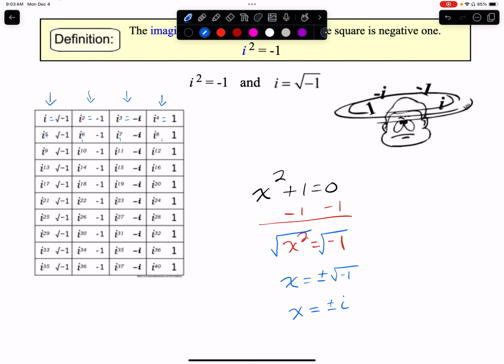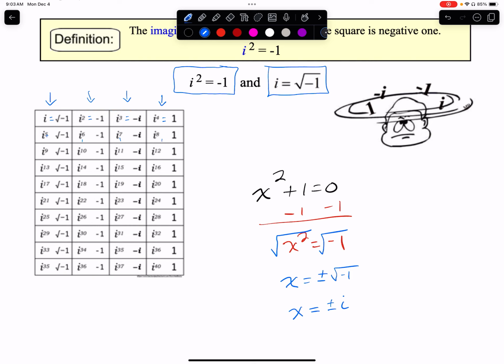Okay, so in short, what you really should know is this: i squared is negative 1, and i is equal to the square root of negative 1. So that's really the definition of this number called i, this imaginary number.